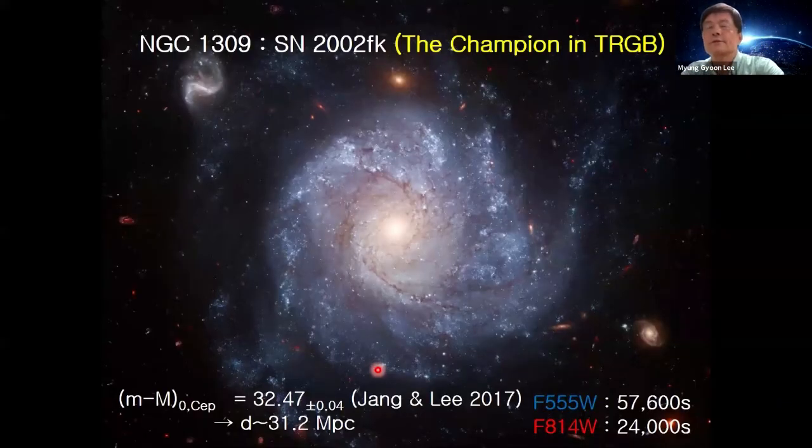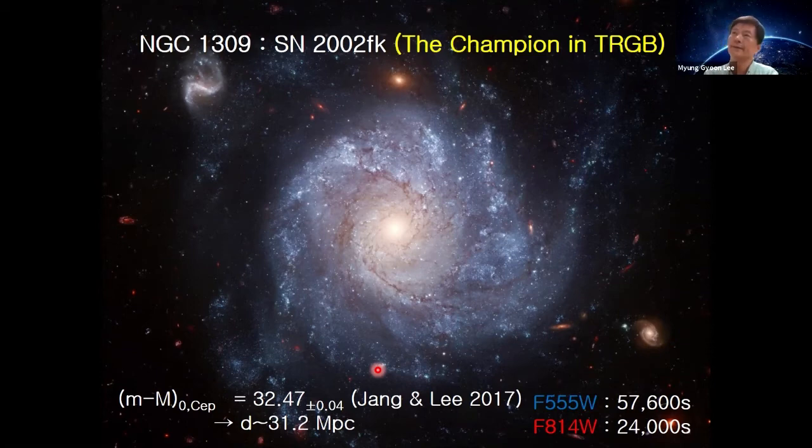This is an example of the TRGB galaxies. NGC 1309, which hosts Supernova 2012Z. And to date, this is the champion in the TRGB measurements. This galaxy is located at around 33 megaparsecs or so. This beautiful spiral galaxy. In the past, we just enjoyed the beauty of this galaxy from the images. But today, we can do cosmology with this kind of galaxy.